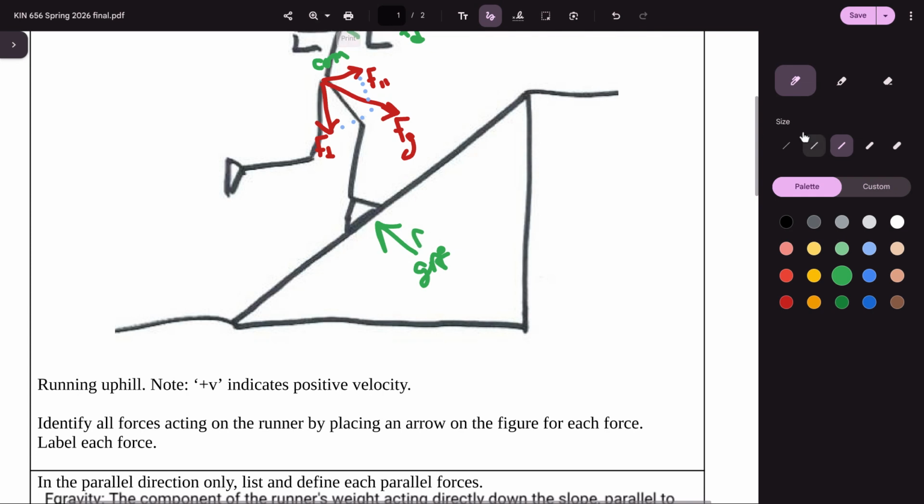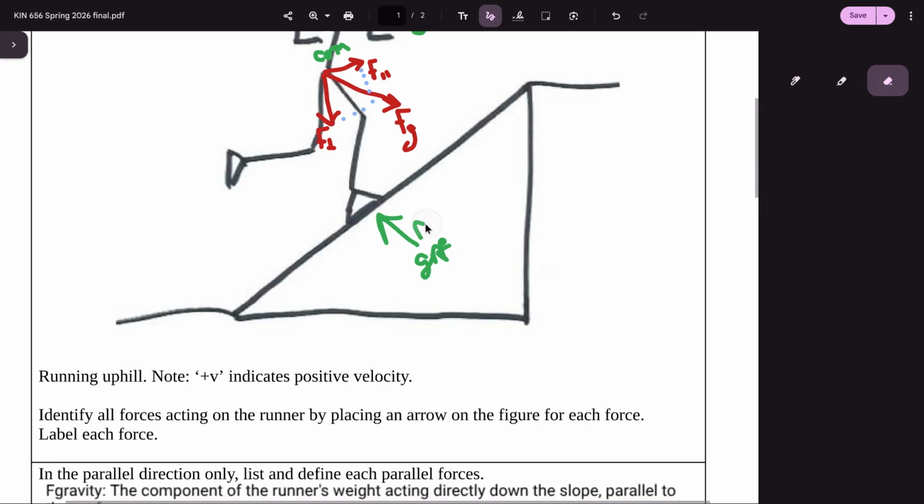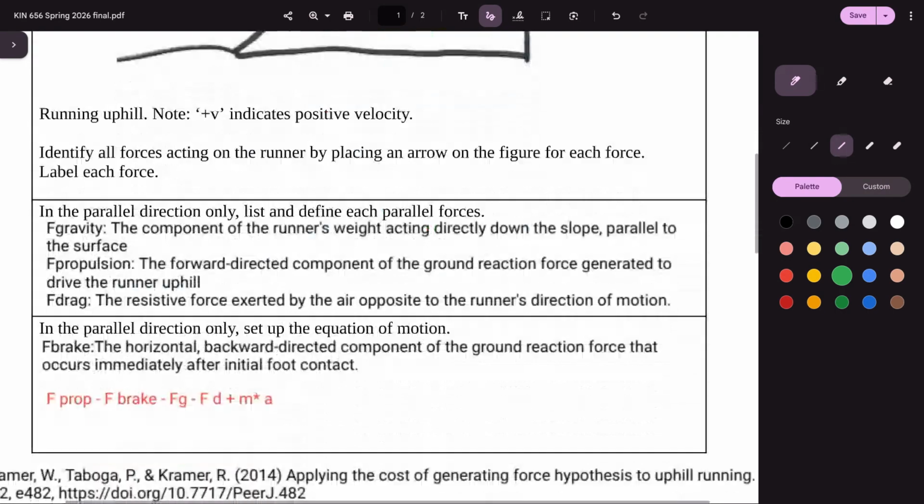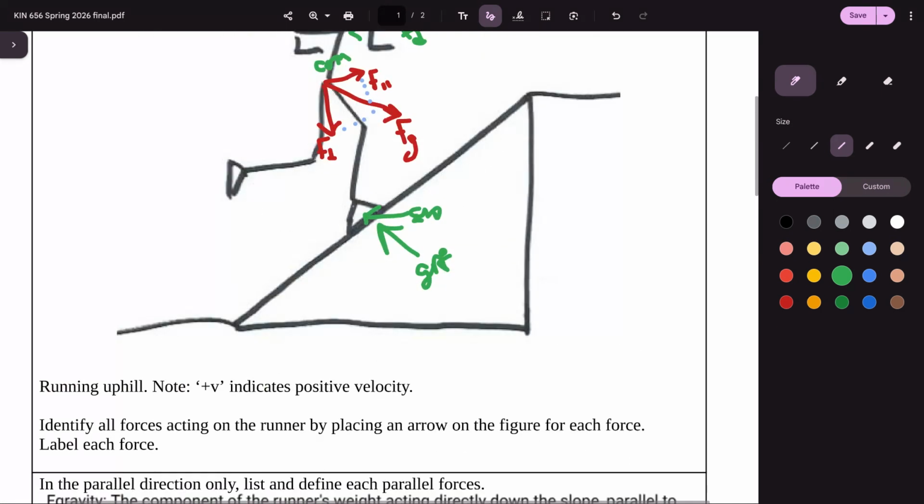So our foot hits the ground, and once it hits the ground, our runner is acting onto that ground and pushing onto that ground, and the ground in reaction to that, as Newton's third law of motion, is causing a braking force. So let's do it like this, right? And then that forward directed component of the ground reaction force is going to drive that runner upwards.